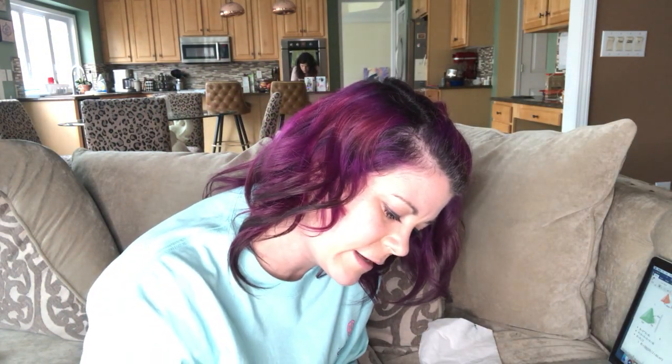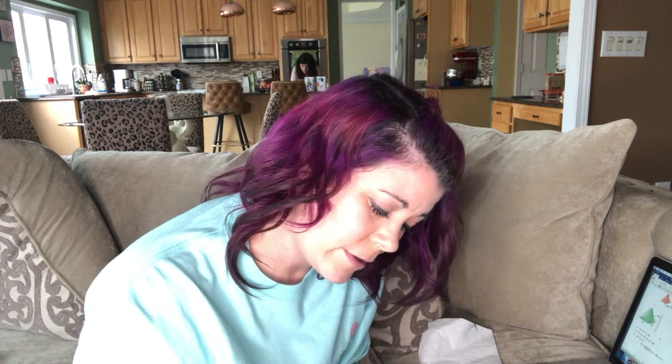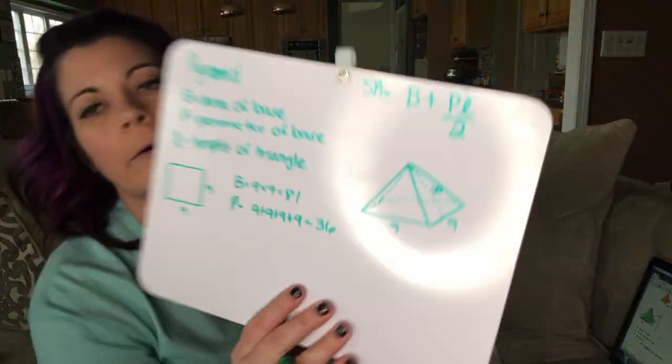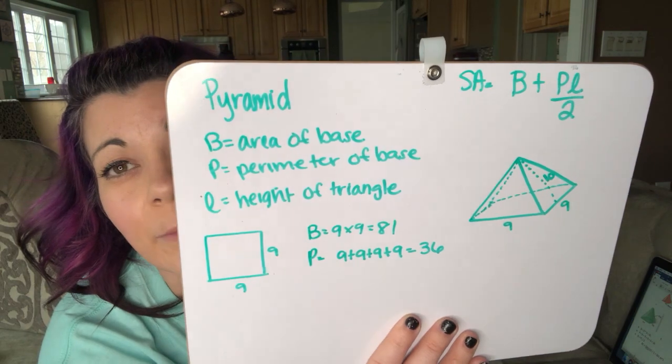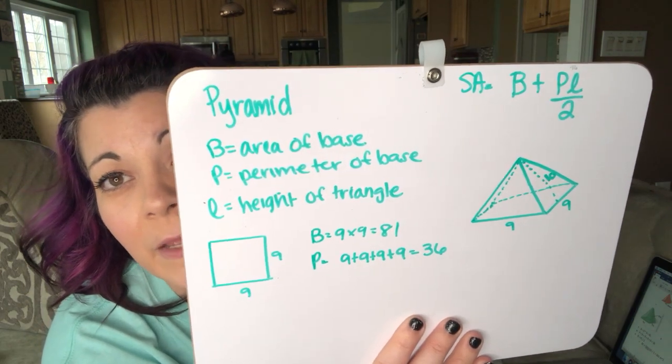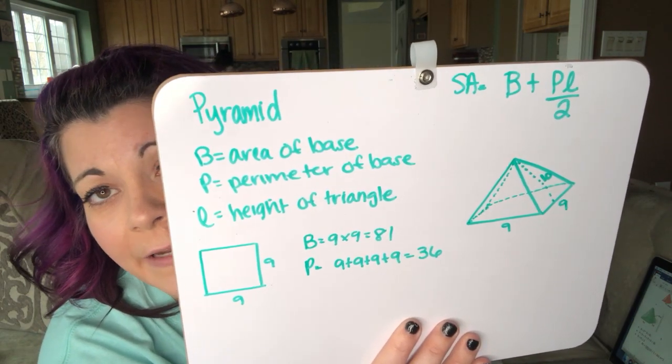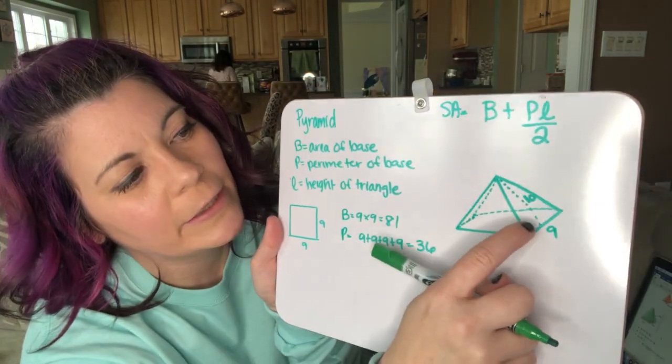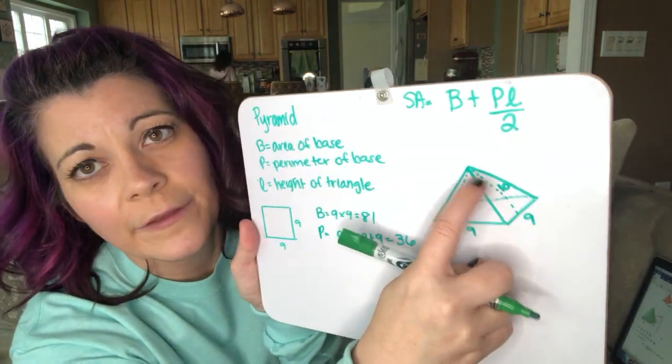So the area, just length times width, so 9 times 9, which is 81. Perimeter, if they're all 9, that'd be 9 plus 9 plus 9 plus 9, because there's 4 sides, which would be 36. So I have the B, and I have the P. Now I need to find L. If I look over here, it says that the height of the triangle is 10. So that's my L, height of the triangle, 10.